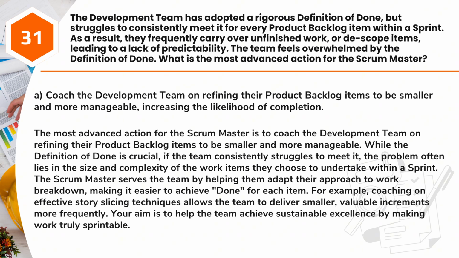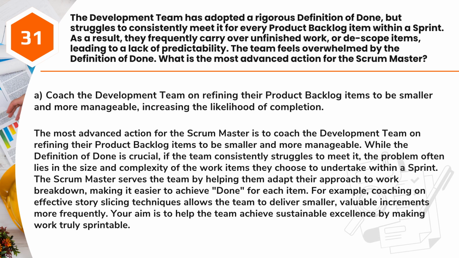Answer: A. Coach the development team on refining their product backlog items to be smaller and more manageable, increasing the likelihood of completion. The most advanced action for the Scrum Master is to coach the development team on refining their product backlog items to be smaller and more manageable. While the definition of done is crucial, if the team consistently struggles to meet it, the problem often lies in the size and complexity of the work items they choose to undertake within a sprint.